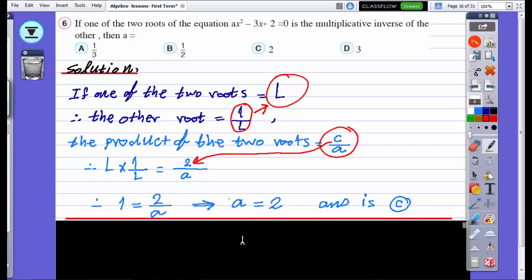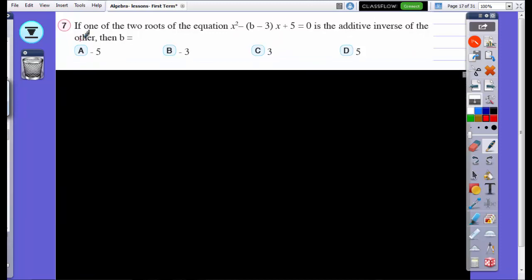And then L multiply 1 over L equals 1. It is equal to 2 over A, so A equals 2, and the answer is C.